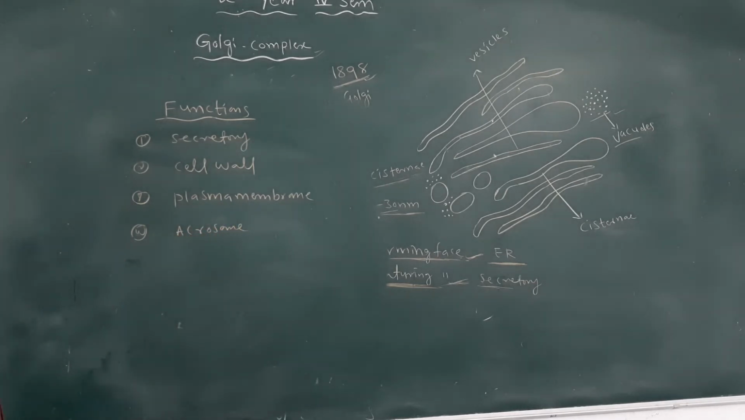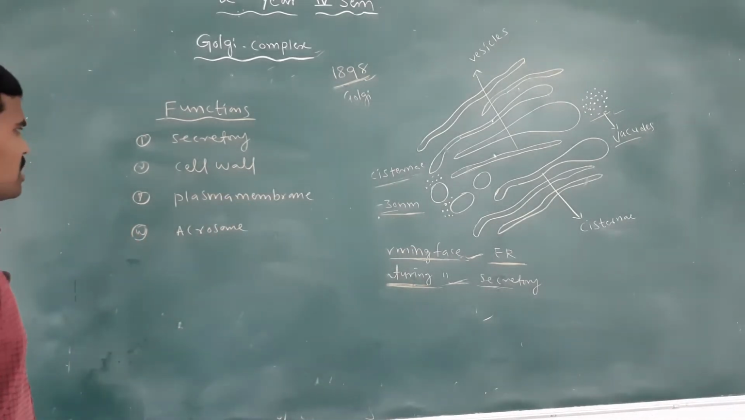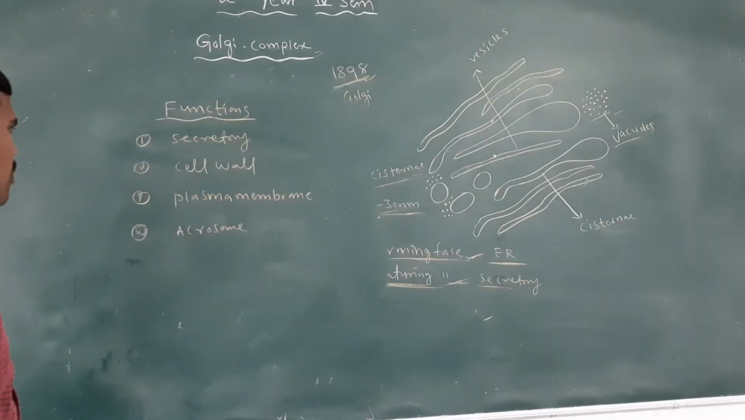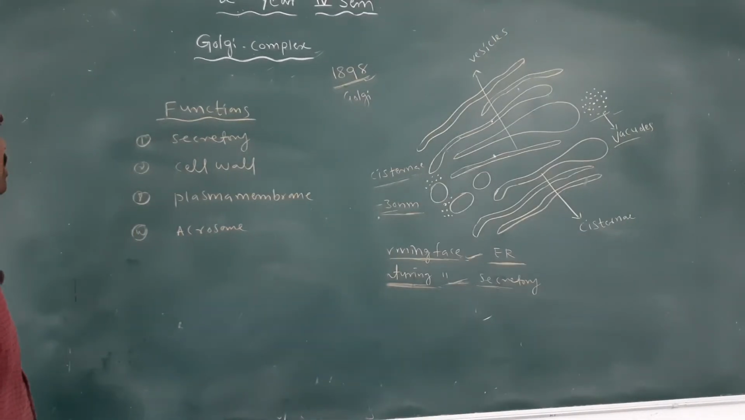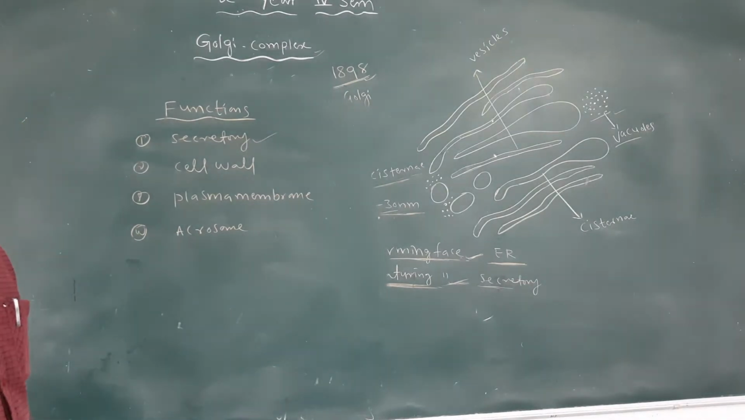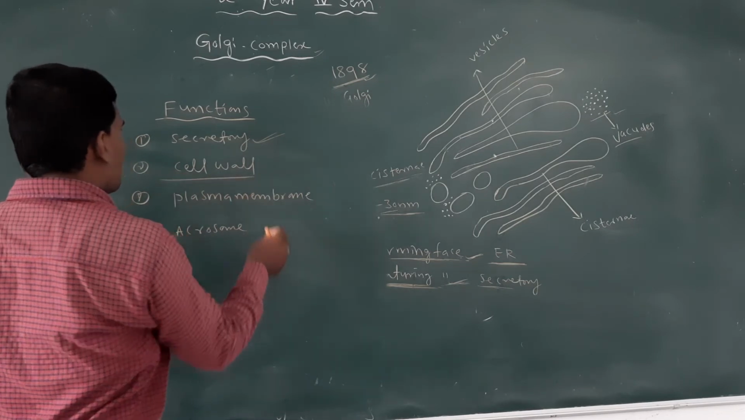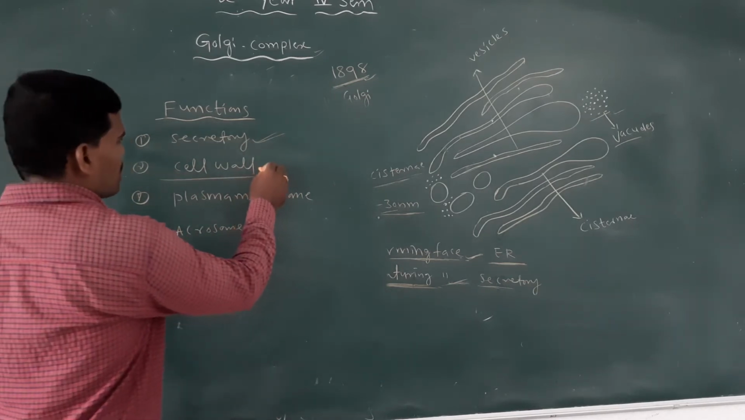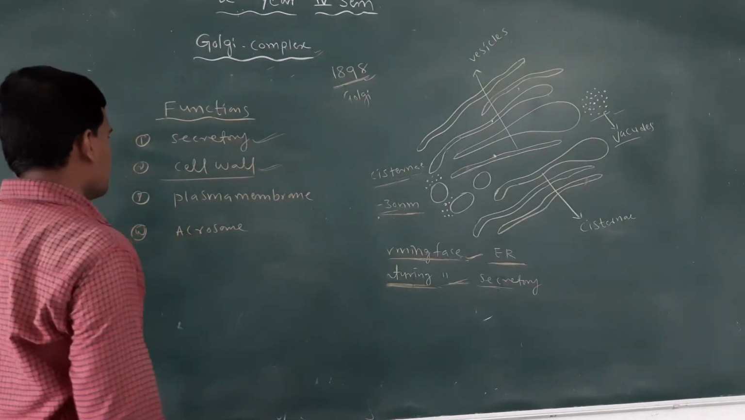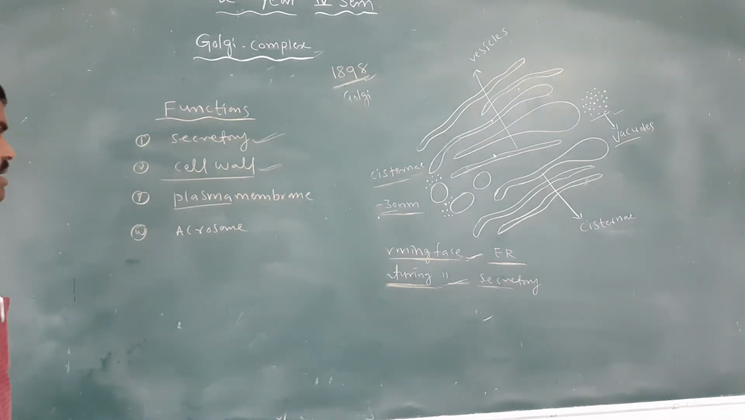The Golgi complex is involved in acrosome formation. Next, involvement in lysosome formation. The first function is as a secretory organelle, some type of fluid secretions. The second is the formation of the cell walls in plant cells. Next, the formation of the plasma membranes in animal cells.